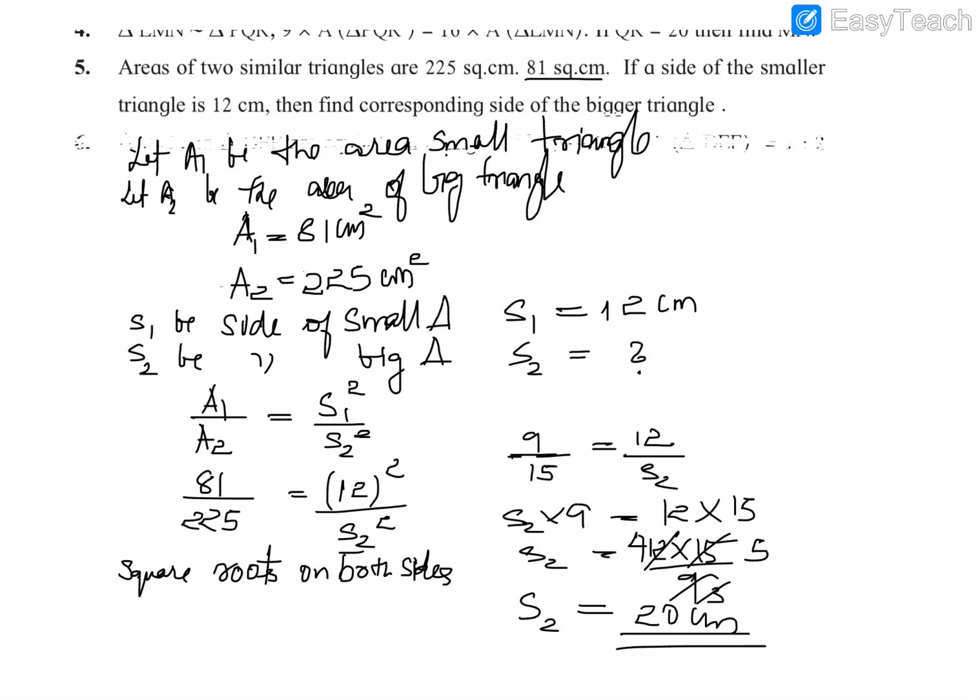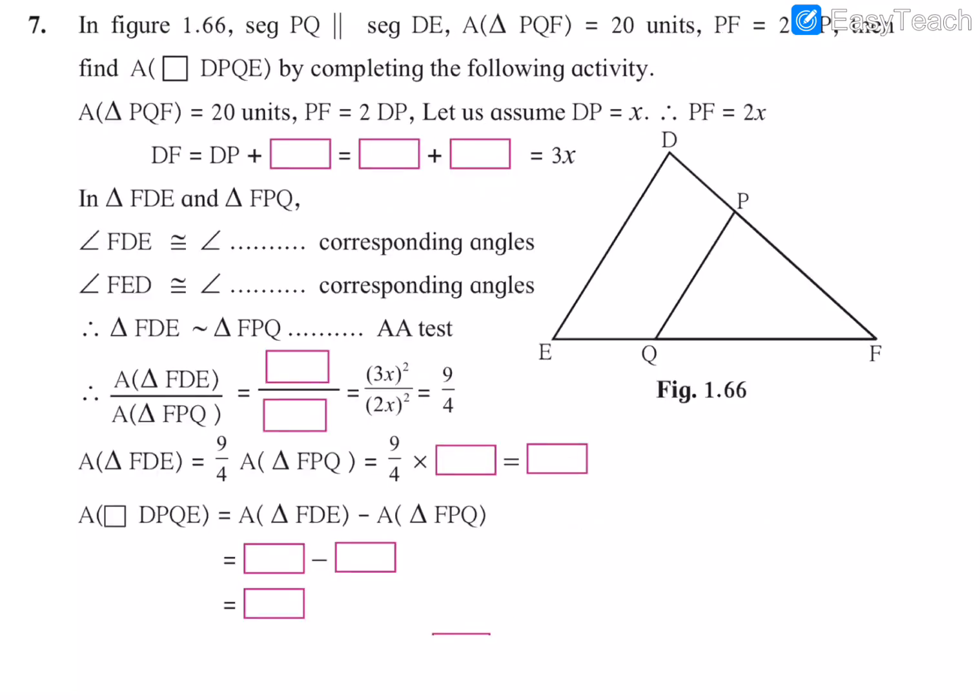So we have solved problem 5 of the practice set 1.4. Now we are going with the seventh problem of this practice set. So it is like a fill in the blanks. So in this figure, the line segment PQ is parallel to the side DE, and the area of the triangle PQF, this small triangle, is 20 unit, and also PF is equal to 2 DP. So this ratio is given. Then find the area of the quadrilateral DPQE.